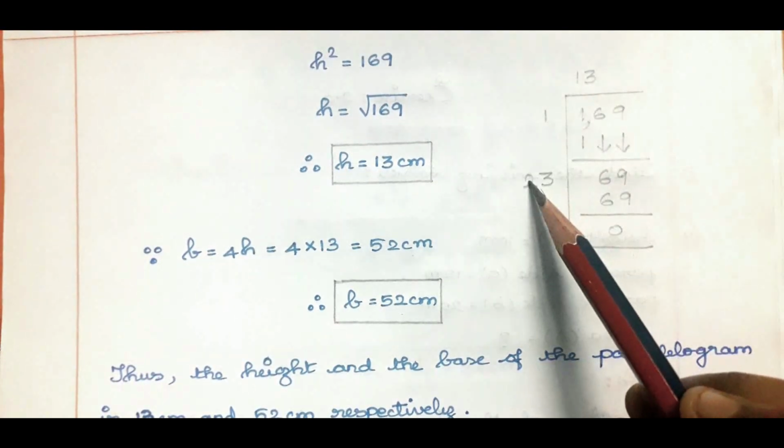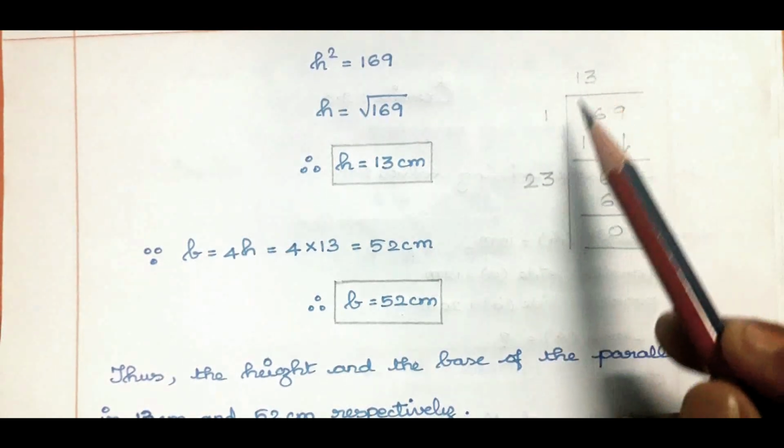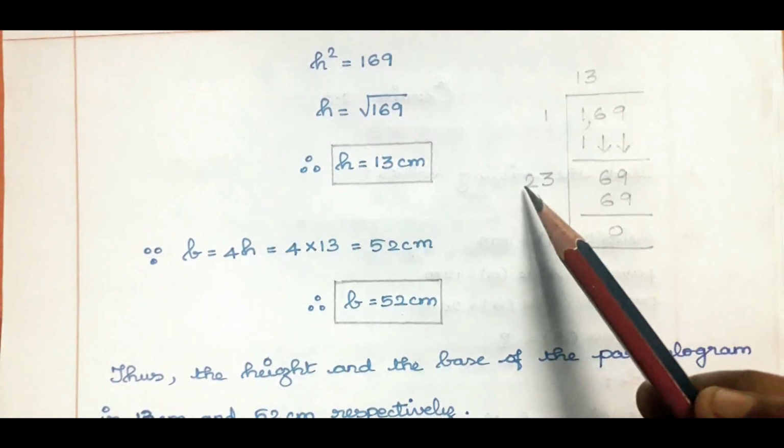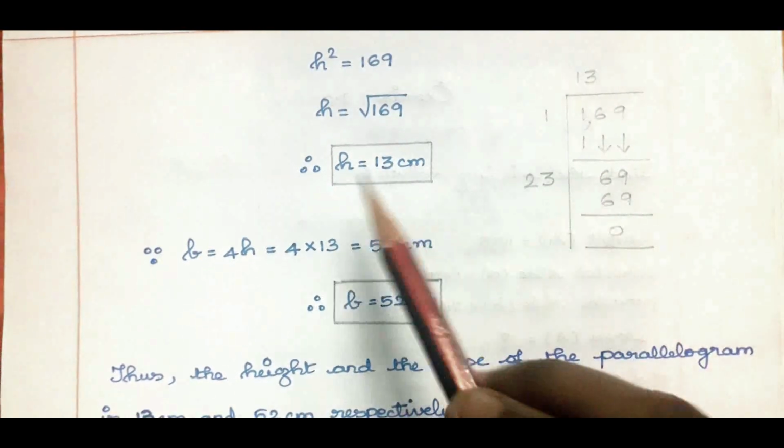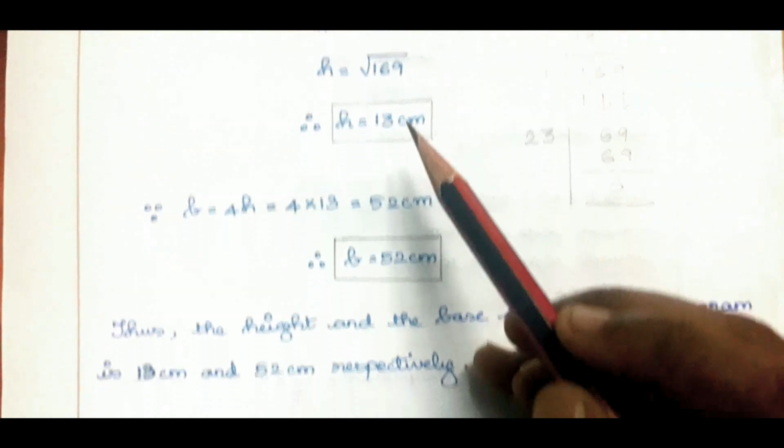So 1 plus 1 is 2. Again a perfect square number should be here. So 3 into 3. 23 into 3 will give you 69, 0. Therefore height is equal to 13 centimeter.